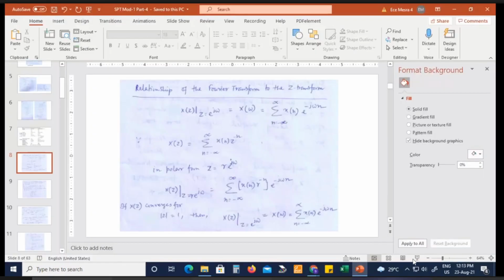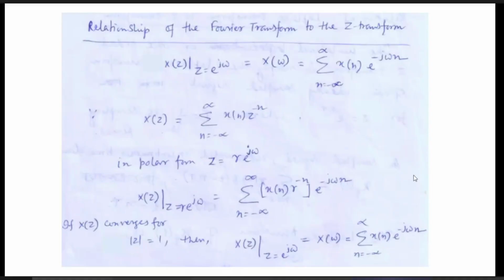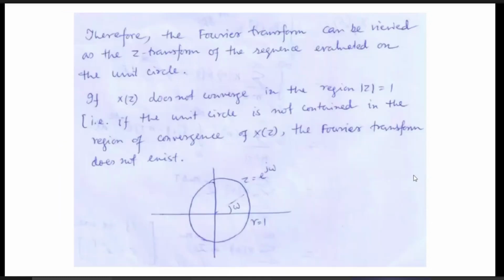So that means, here you see the graph, therefore the Fourier transform can be viewed as the Z transform of the sequence evaluated on the unit circle. Z is equal to e to the power j omega, so mod z is equal to 1. The magnitude r is equal to 1.